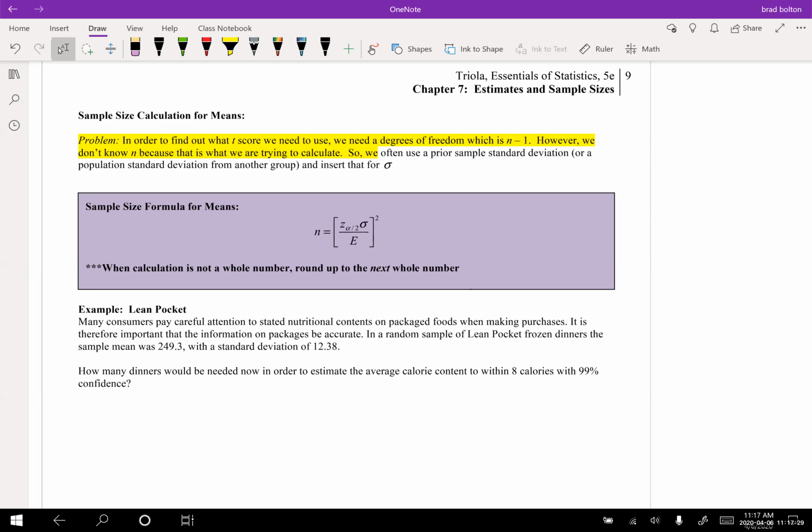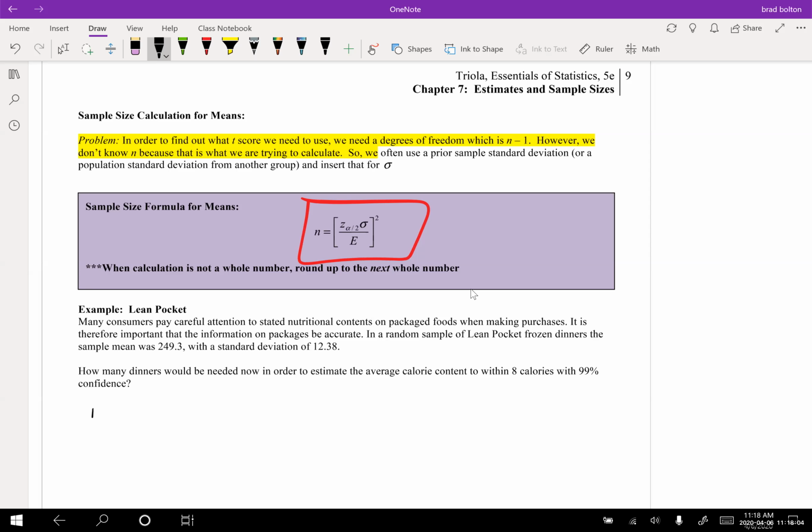So it says many consumers pay careful attention to stated nutritional contents on packaged foods when making purchases. It is therefore important that the information on packages be accurate. In a random sample of lean pocket frozen dinners, the sample mean was 249.3 with a standard deviation of 12.38. It says how many dinners would be needed in order to estimate the average calorie content within 8 calories with 99% confidence. So we're going to use this formula right here to calculate n. They want to know how many lean pockets we're going to need to get, right?